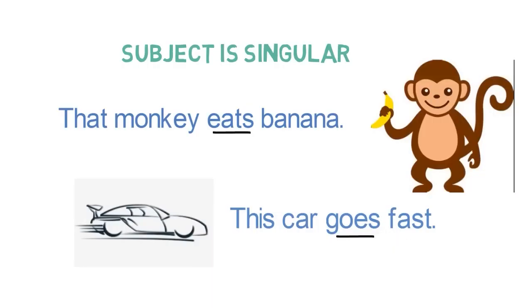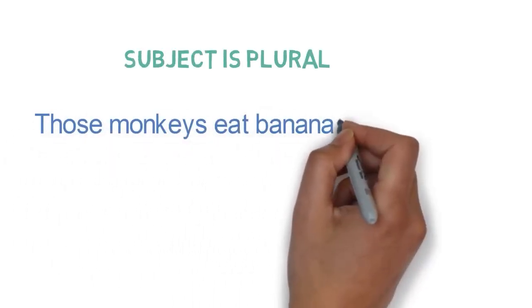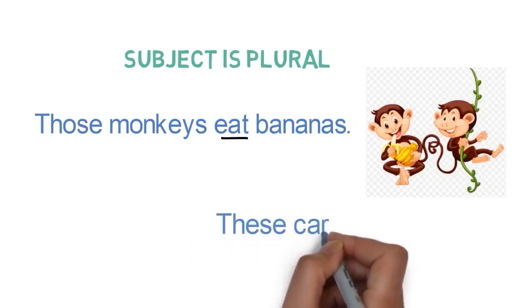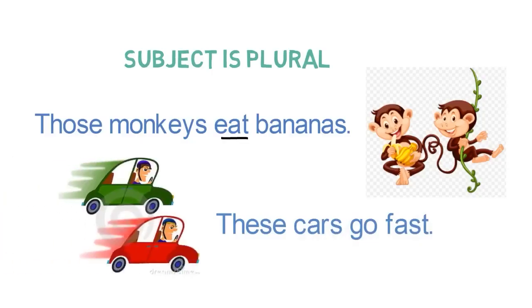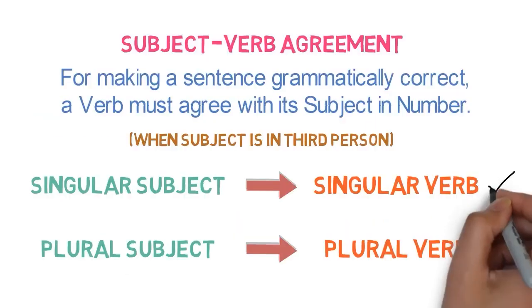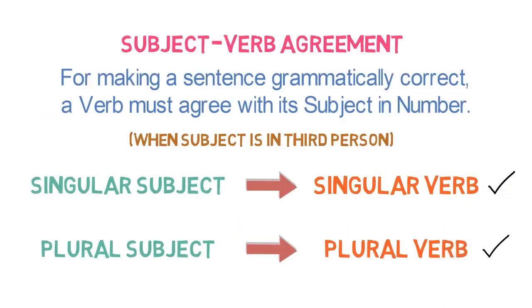Now, let's look into the same examples where the subject is plural. Those monkeys eat bananas. Here, the subject is monkeys, which is plural in form. So, the verb will also be plural in form. So, in this case, we used eat. Let's look into the next example. These cars go fast. Here, the subject is cars, which is plural in form. So, the verb will also be in plural form. So, please remember this rule. The rule is that a singular subject has a singular verb and a plural subject has a plural verb.